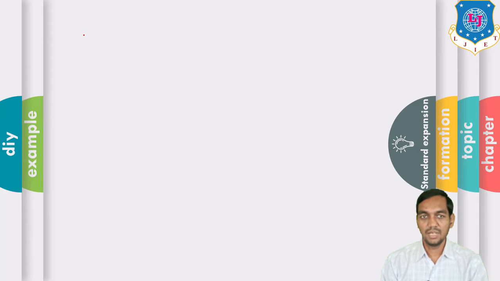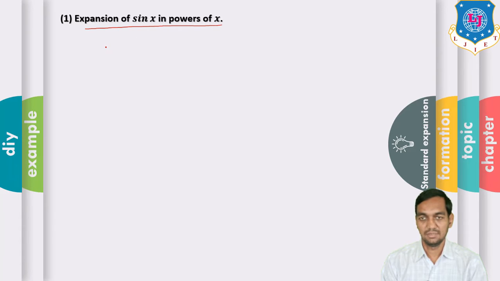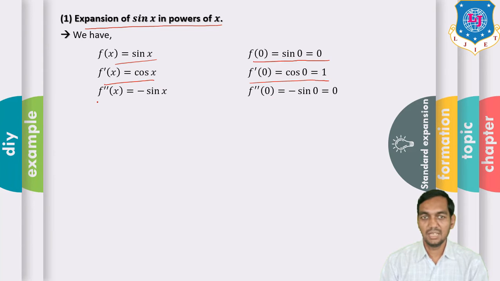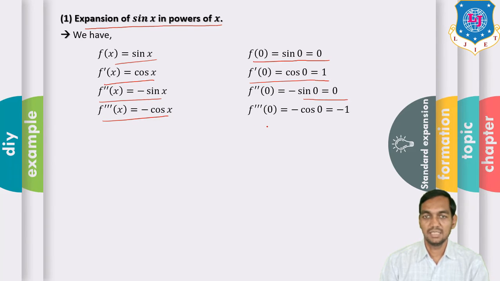Now we are going on to some standard expansions. First of all, the expansion of sin x in powers of x, that means the Maclaurin series of sin x. So we have f(x) is sin x. So f of 0 is sin 0, and sin 0 has a value 0. Then f dash x is cos x, and cos 0 has a value 1. In the same manner, f double dash x is minus sin x, and minus sin 0 will be 0. f triple dash is minus cos x, and it has a value minus 1 at 0.